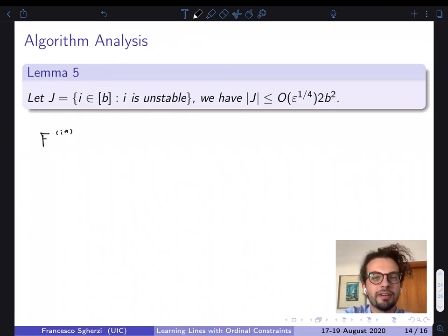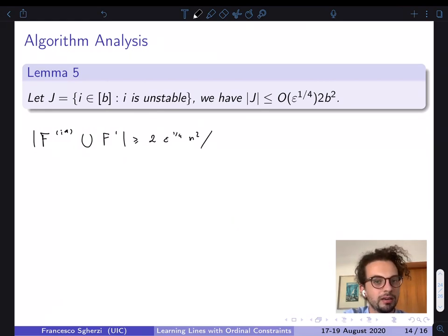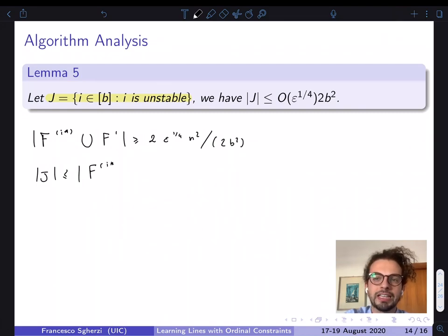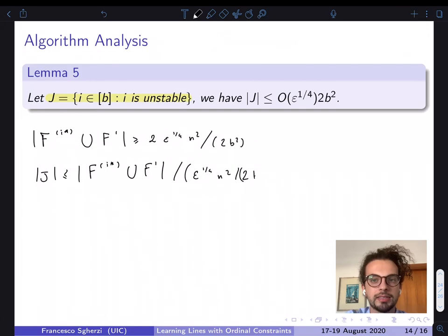One can show that if a bucket I is unstable, it must contain many of the points which were involved in an edge cut by the feedback arc set algorithm. So, let J be the set containing all indices of the unstable buckets. We will show that J is small. In fact, for a bucket to be unstable, the feedback arc set should have cut many edges which had an endpoint in it, and therefore, by dividing the total number of edges cut by that number, we obtain the number of unstable buckets, which fortunately is still small.